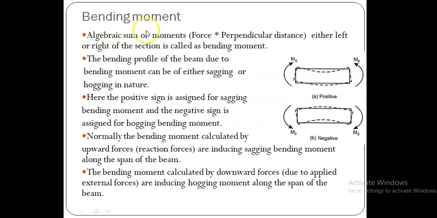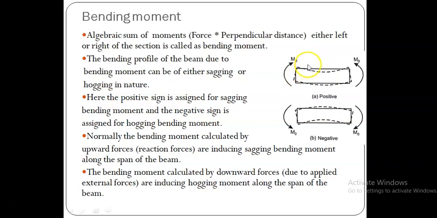You see that the bending moment can be calculated by taking the algebraic sum of moments. The moment is nothing but force times perpendicular distance, either left or right of the section, and that is called bending moment. If we take any beam, suppose this one is a beam of span L, throughout this beam it may be subjected to different magnitudes of bending moment. Suppose I want to know the bending moment at this point or section, I can calculate it by taking the algebraic sum of moments either left or right of this section.